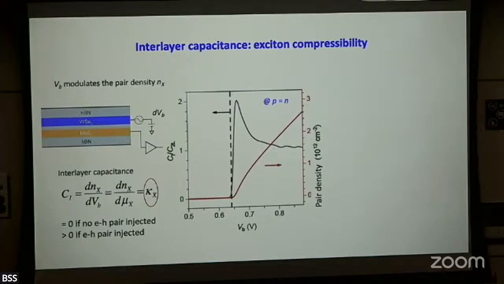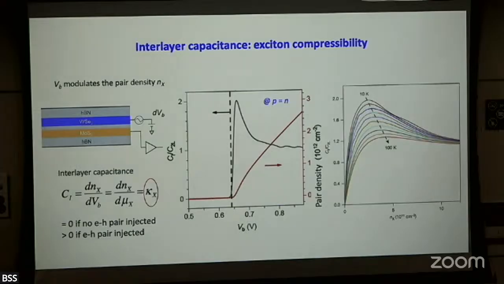And then when you inject them more and more, when you move to a larger bias, this value goes to 1. That's the geometrical capacitance, what we expect. And then we can integrate this curve, become this red curve. With this, you see that you get the density out. So that's on the right axis. By applying something like 0.1, 0.2 volt, we can inject 10 to the 12th per centimeter squared excitons into the system, and it's a monotonic dependence.